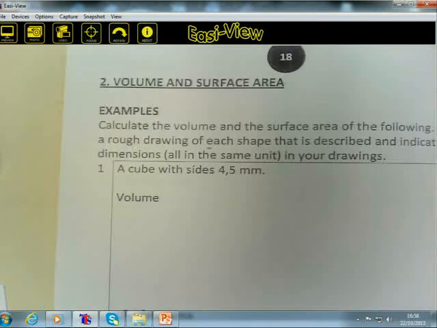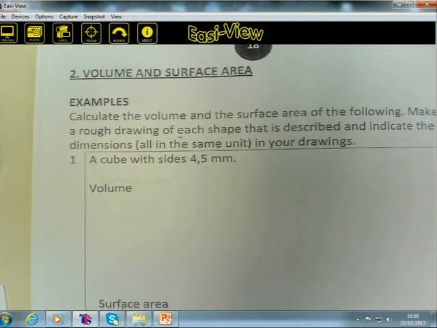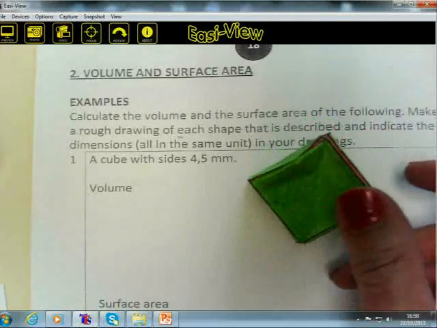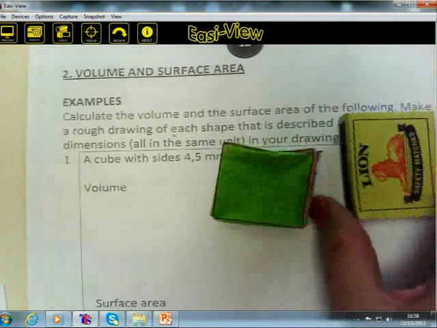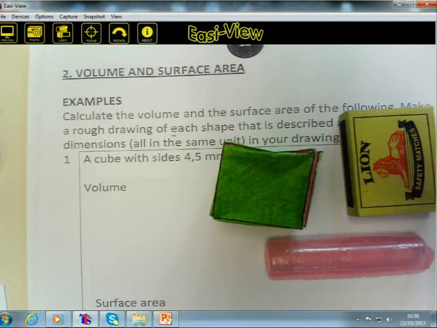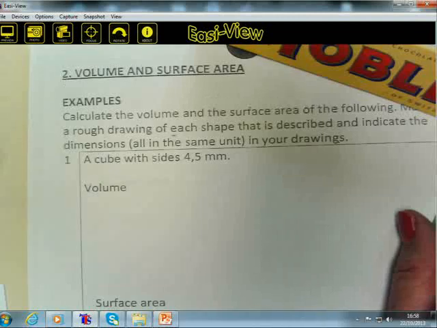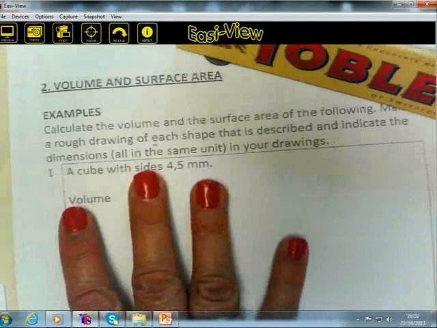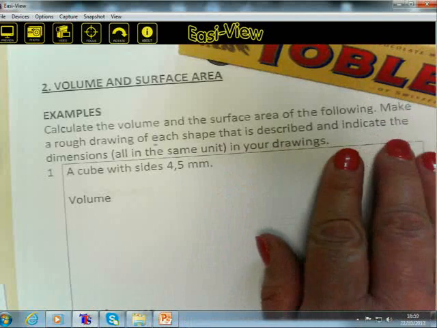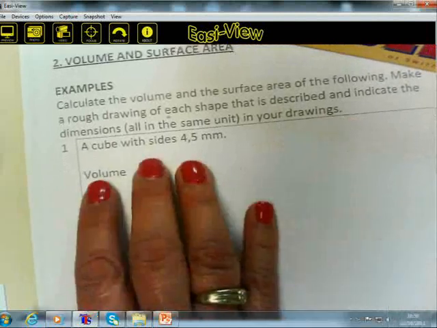Now back to volume and surface area. Now you must remember, when we work with volume and surface area, we are working with three-dimensional objects. A cube, all the sides are the same, a rectangular prism, a cylinder, or the triangular prism. Now in the first question that they asked you, they said calculate the volume and the surface area of the following. Make a rough drawing of each shape that is described and indicate the dimensions.